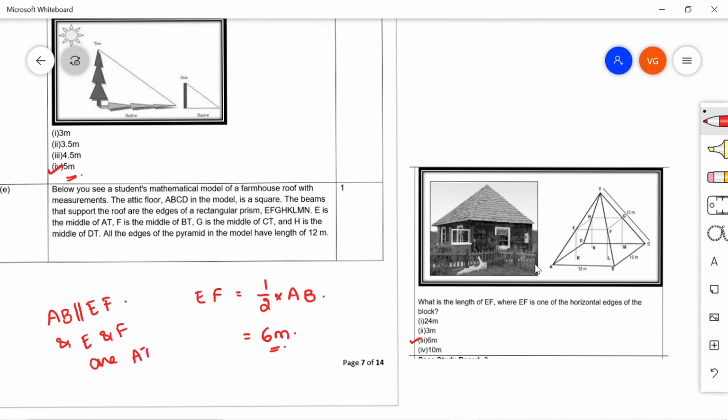and E and F are midpoints of AT and BT, right? So according to the midpoint theorem, EF is half of AB. So I have calculated it as 6 meters. Select option 3, it is the correct one here.